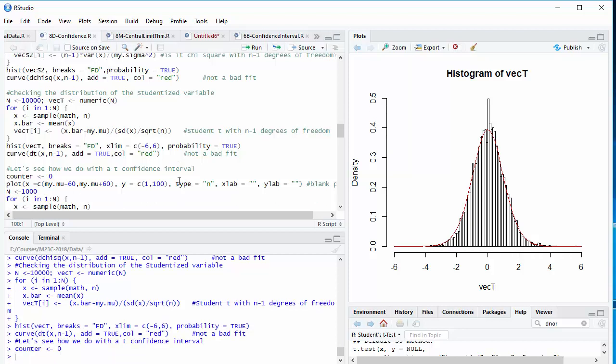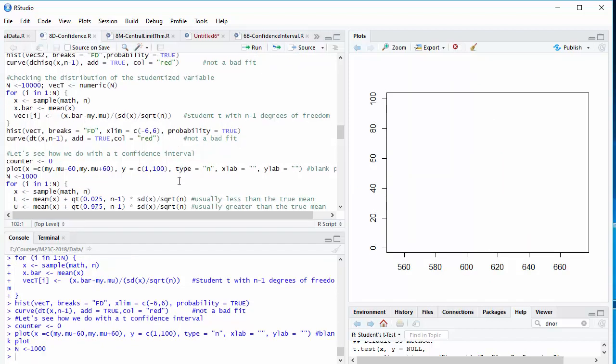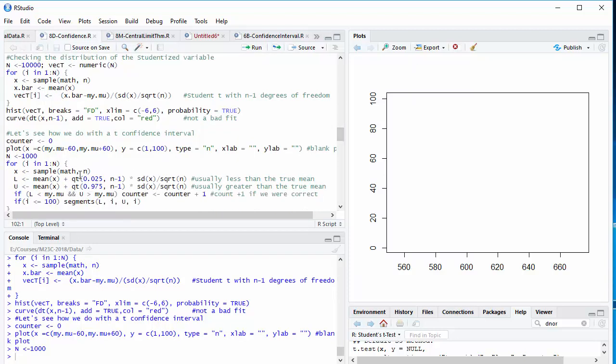Let's see how we do with a confidence interval. So I'll set up a blank plot, do the usual where I draw a sample, compute the lower end and the upper end of the confidence interval, add 1 to my counter if the confidence interval succeeded in including the true mean.